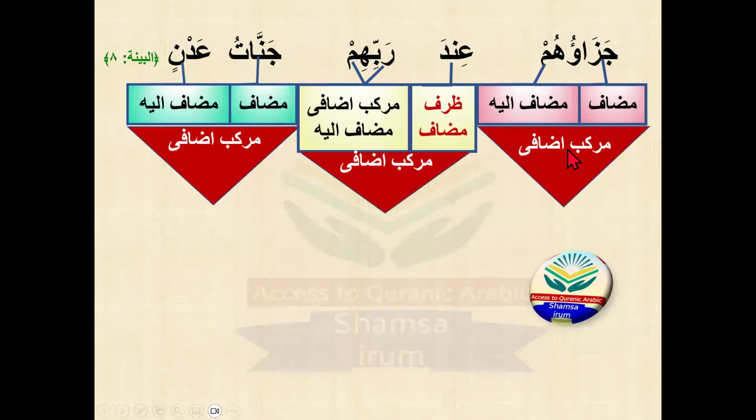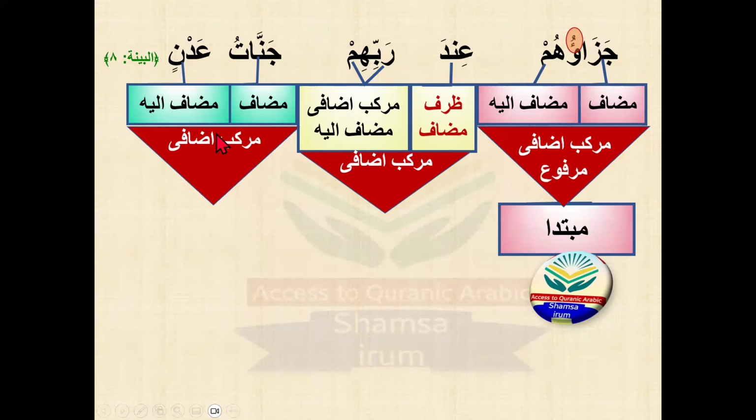So the first Murakab Izafi, the first possessive phrase, the i'rab for it is marfu. Why is it marfu? Because it is at the place of the mubtada. It is playing the role of the mubtada. And now move toward the last Murakab Izafi, Jannatu Adnin. It is also marfu. And why is it marfu? Because it is at the place of the khabar. And what about the middle one?